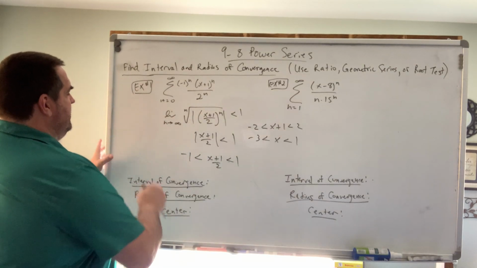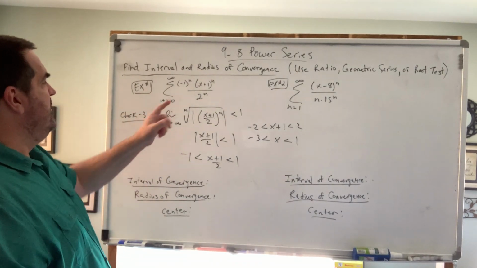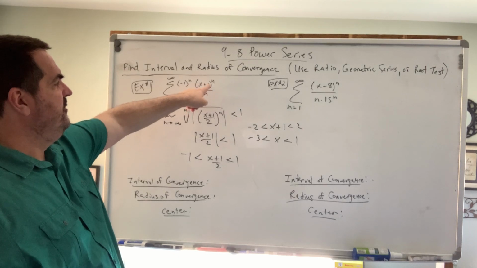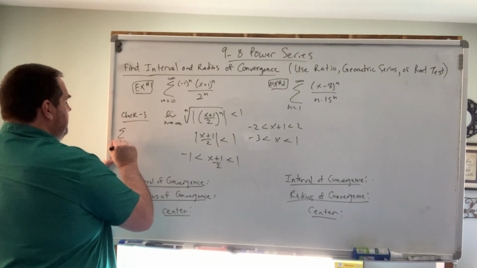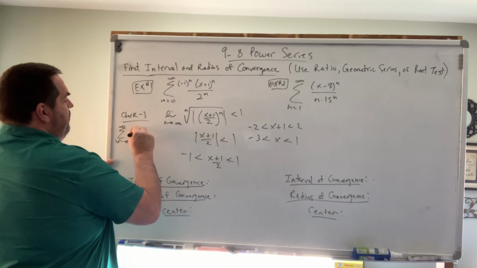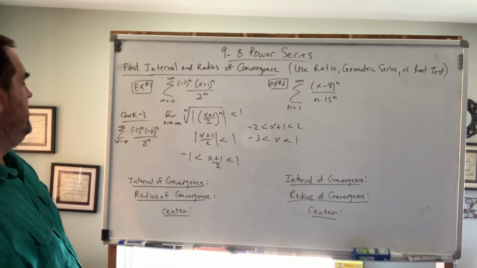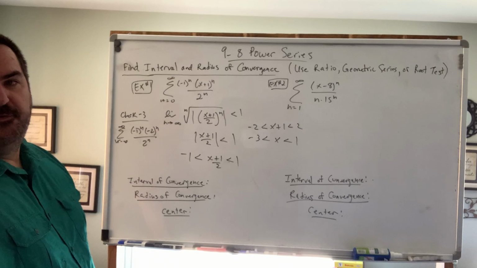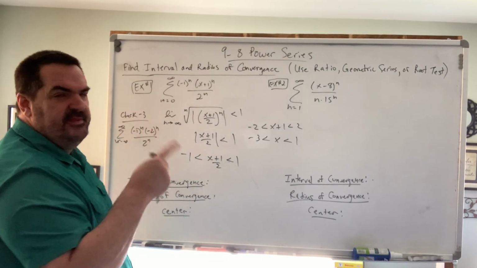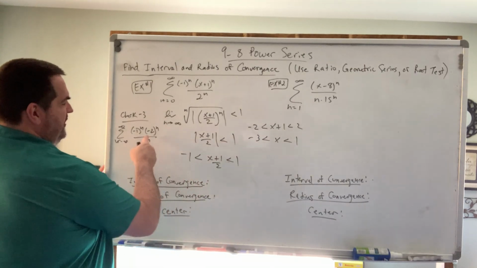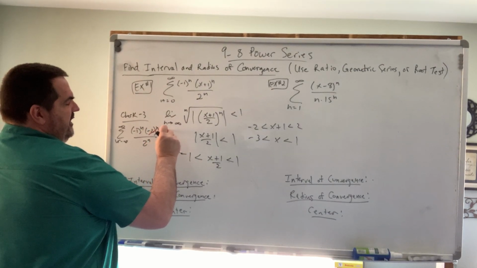So let's check -3. We'll do it over here. All right, so we're gonna check -3. So if I plug in -3 plus 1 to the n, that would be -2 to the n. So when I check that, all right, I got -1 to the n times -2 to the n over 2 to the n. Now, this -2 to the n is really -1 to the n times 2 to the n. So this right here, I'll put it in red, is really -1 to the n and then a 2 to the n.